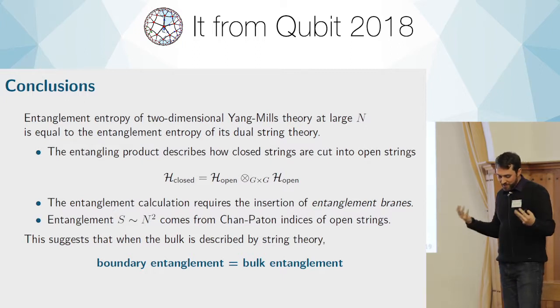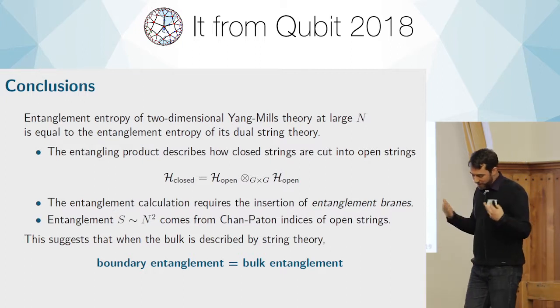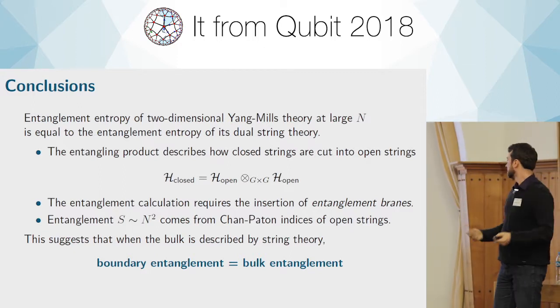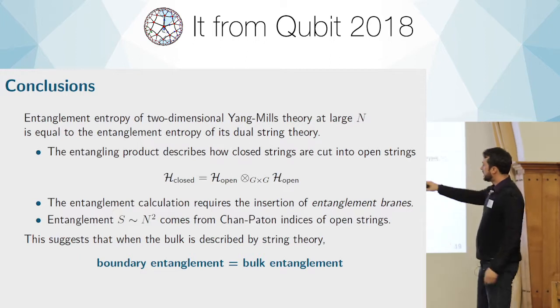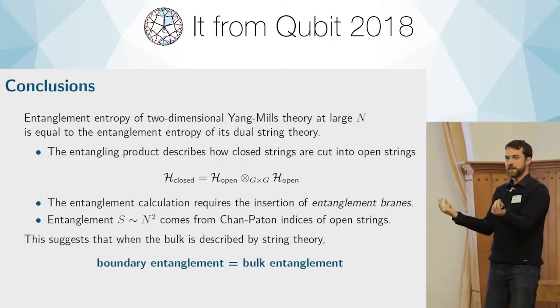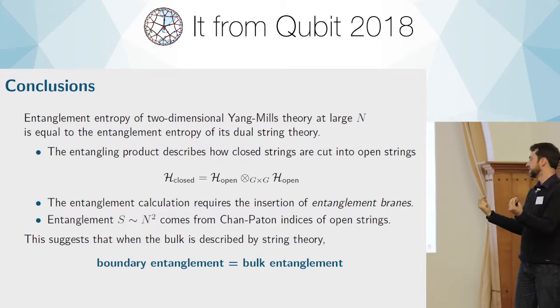The Euclidean partition function already knows about these states. And the n-squared scaling of the entanglement can be directly traced to the fact that you have to sum over these Chan-Paton indices of these open strings.